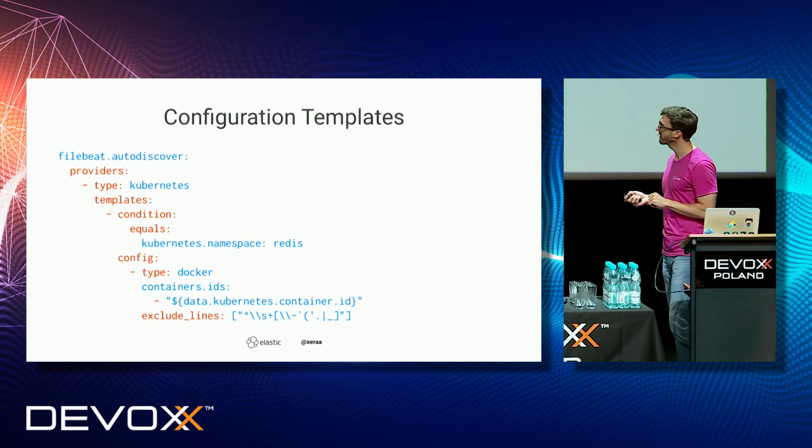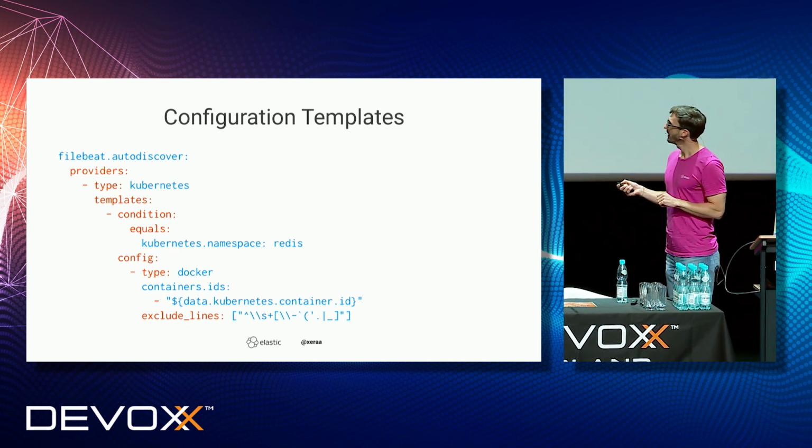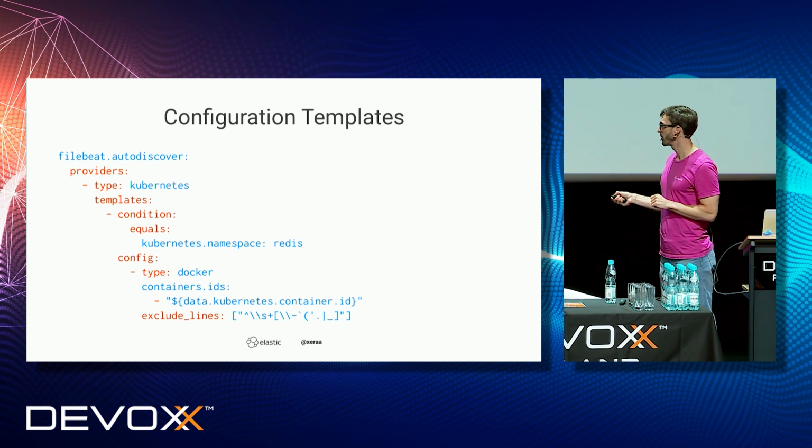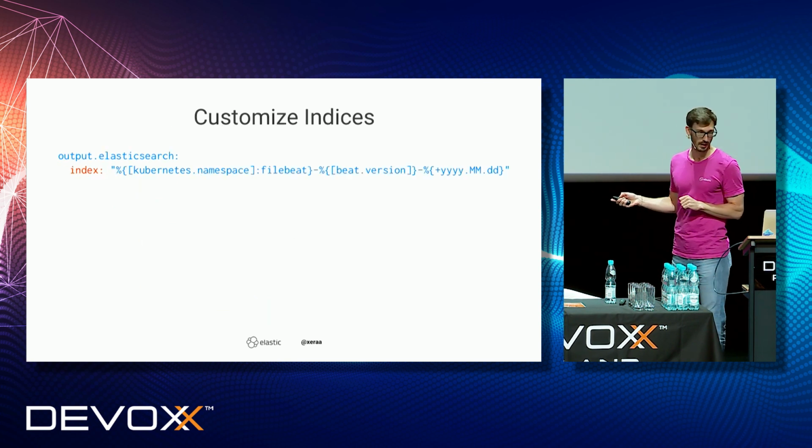To get rid of the ASCII art, here again, it's a very similar example. We're using the Kubernetes namespace this time. If that one is Redis, then we assume there could be this ASCII art, and this is what we try to get rid of in our logs.